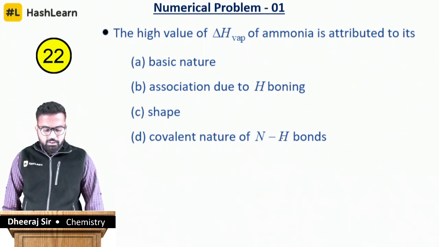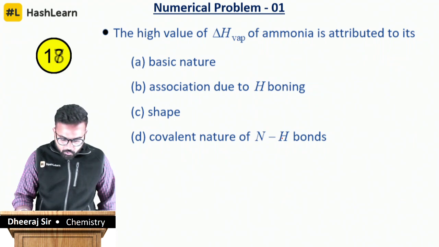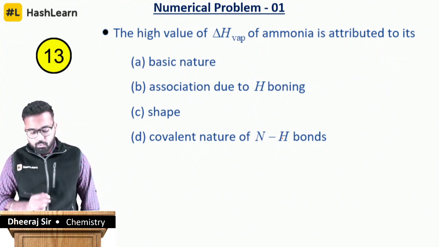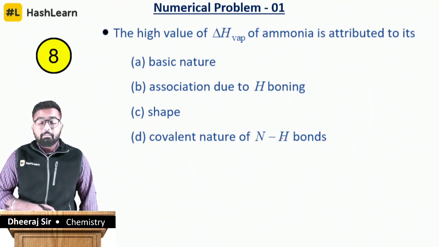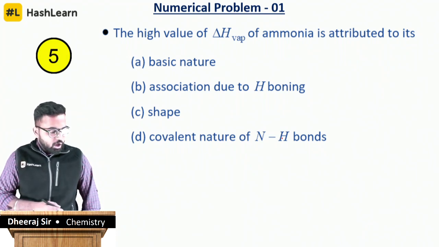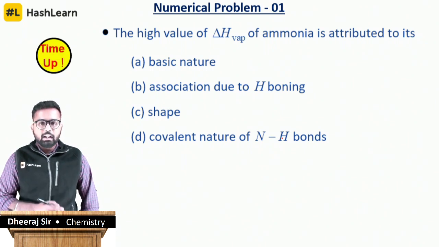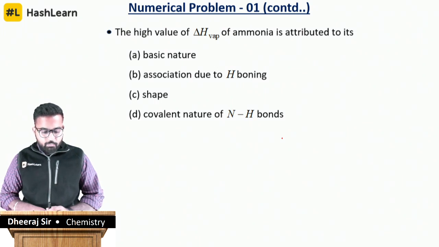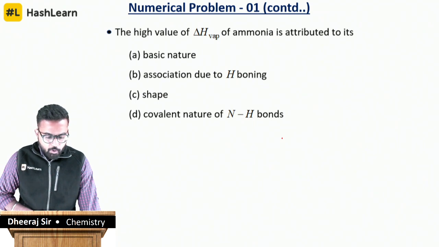We have given you four options, guys: basic nature, association due to hydrogen bonding, shape, covalent nature of the NH bonds. So which can be attributed to the high value of enthalpy of vaporization? If you recall, enthalpy of vaporization is basically the heat needed to vaporize ammonia, and that we are telling you is high. So it is because of what is the question that we are asking. We have basic nature, association due to hydrogen bonding, shape, covalent nature of the NH bond.